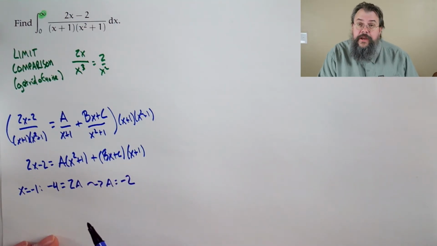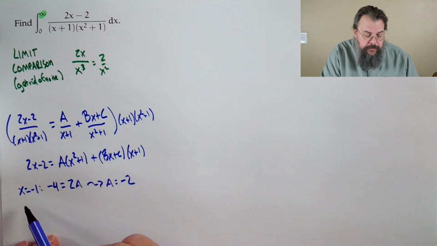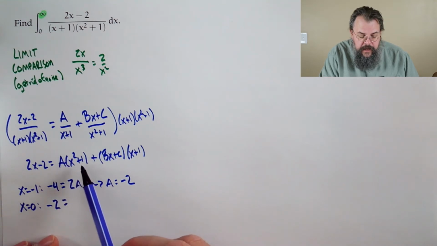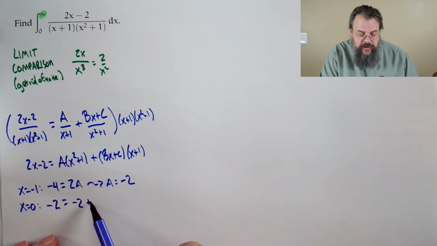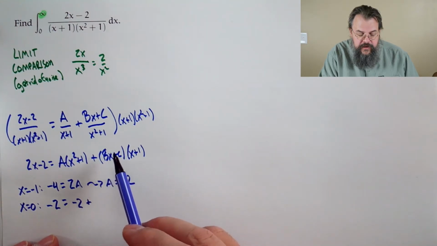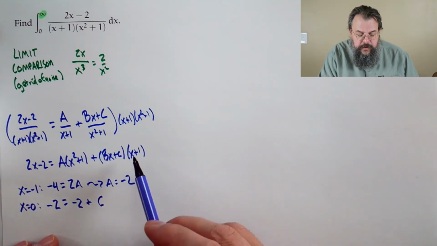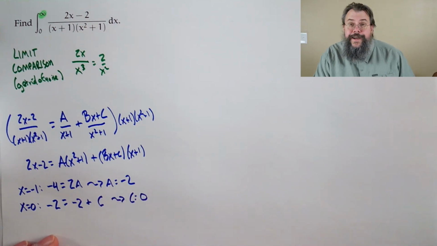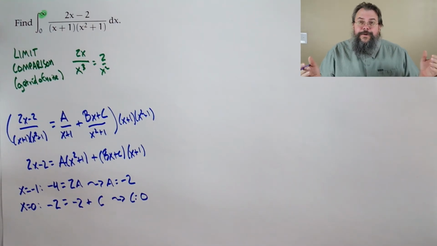All right. Anything else? 0 would be good, right? Because b times x. All right, plug in 0. So 0 minus 2, -2, equals a. Well, that's -2. Okay. Plus c, because the 0 times b goes away. So c times 1. c is 0. All right, great. And at this point, we've run out of good numbers.